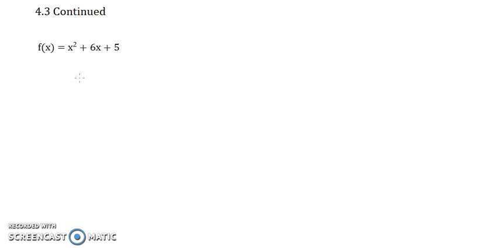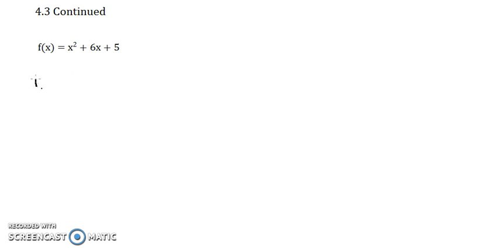Alright, so let's look at an example. Let's say we have f of x is equal to x squared plus 6x plus 5. So this is not in vertex form. We cannot just look at this and know what the vertex is going to be. So we've got to use one of those three methods. The graphing calculator one we're going to do in class together. So let's look at completing the square and using negative b over 2a.